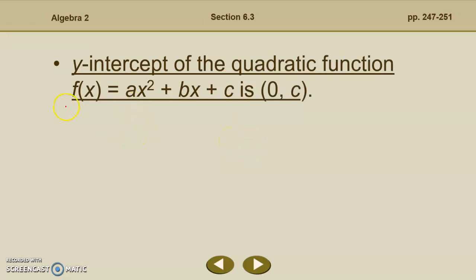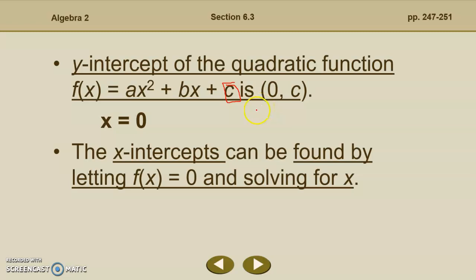All right, so keep this in mind. The y-intercept of the quadratic function in the form f of x equals ax squared plus bx plus c is (0, c). Basically, our constant term is our y-intercept. Now, we can state that fact, but we can also prove it by making all of our x's 0, because we know that at the y-intercept, x is equal to 0. By making all of our x's equal to 0, then all we have left is our constant term.